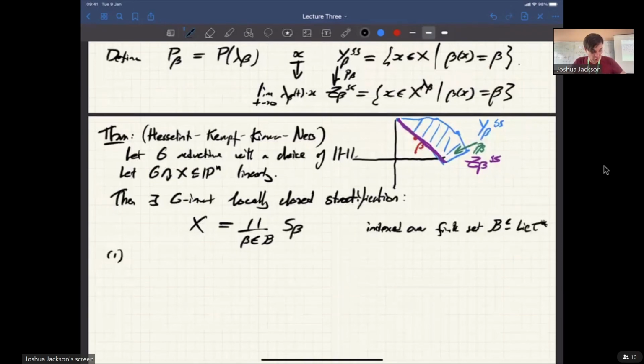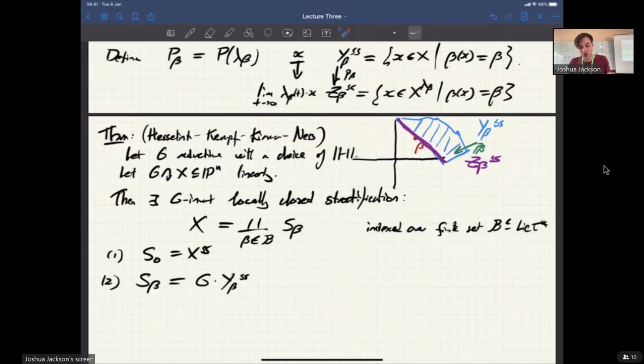So the first one is that the open stratum is the semi-stable locus. That makes sense, because if you're semi-stable, that means the origin is contained in the convex hull of your weight polytope on every point of your G orbit. So a semi-stable point should live in the zero stratum, which corresponds to the origin in here. Okay. So that's the first thing. So this sort of generalizes the semi-stable locus, if you want. The second thing is that S beta can be written as the G sweep of this Y beta SS.